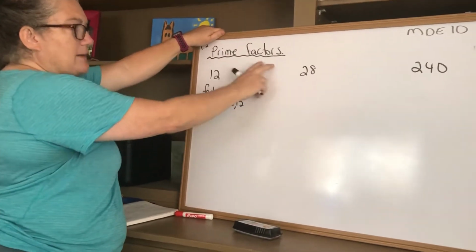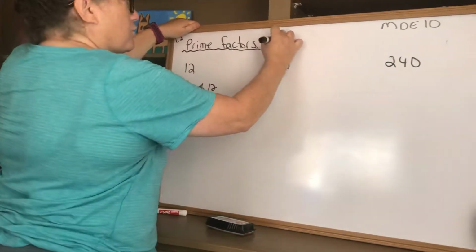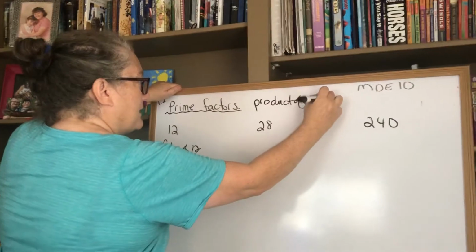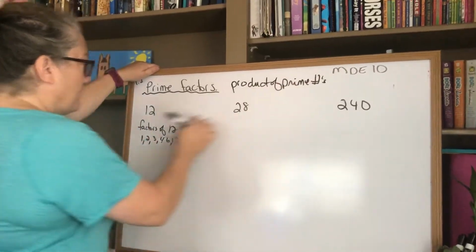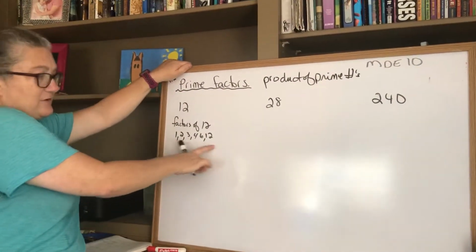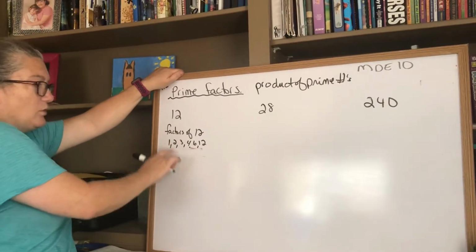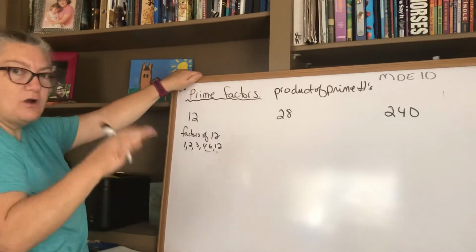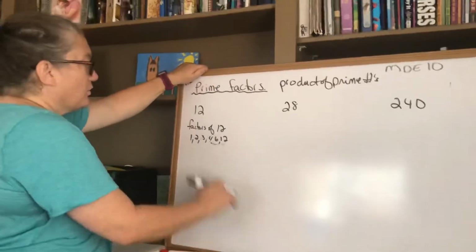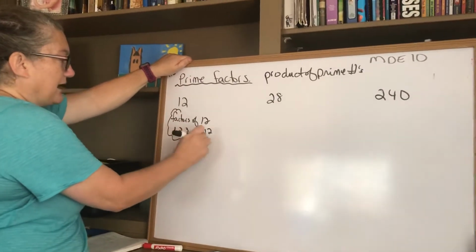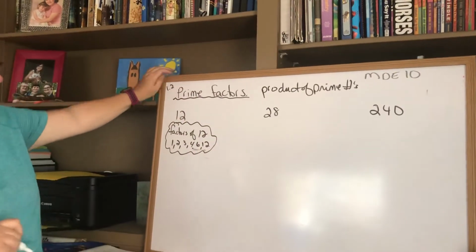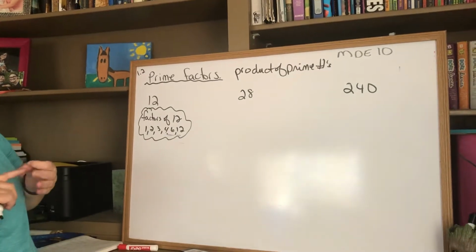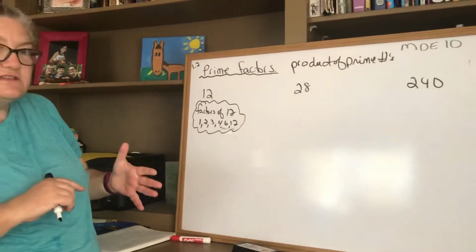When we want prime factors, we want a product of prime numbers that multiply to get to 12. This isn't even a product. This is a list. When you want factors, you have a list. When you want prime factors, you're going to have a product. Product means multiplication. So we're not wanting this. This is just a little reminder of what factors are. I want prime factors. So they all need to be made up of 2s, 3s, 5s, 7s, 11s, etc.